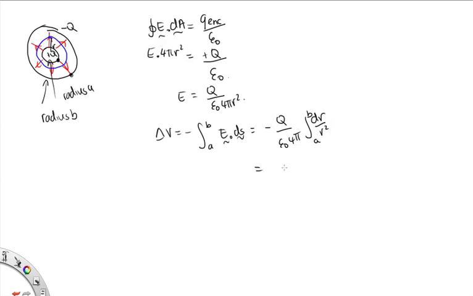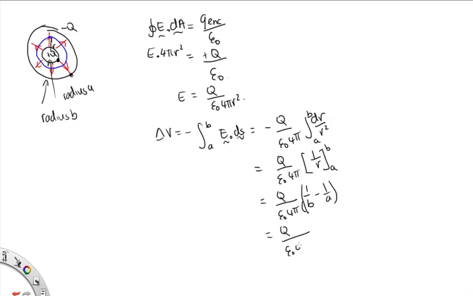So integrating this, we have Q over epsilon naught 4 pi, 1 on r from b to a. The negative sign has cancelled out with a negative sign in our integral, and so this is equal to Q over epsilon naught 4 pi, 1 on b minus 1 on a. So let's write this as Q over epsilon naught 4 pi, give it a common denominator ab, and it is a minus b. This is going to be a negative number as a is smaller than b.